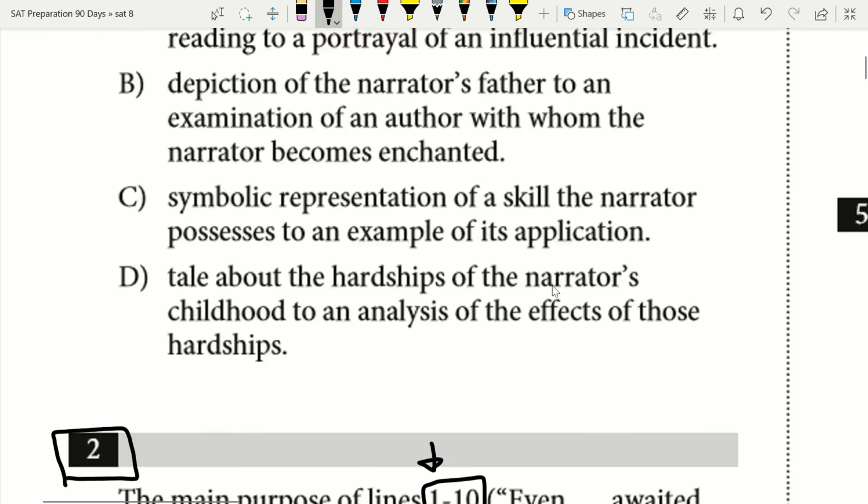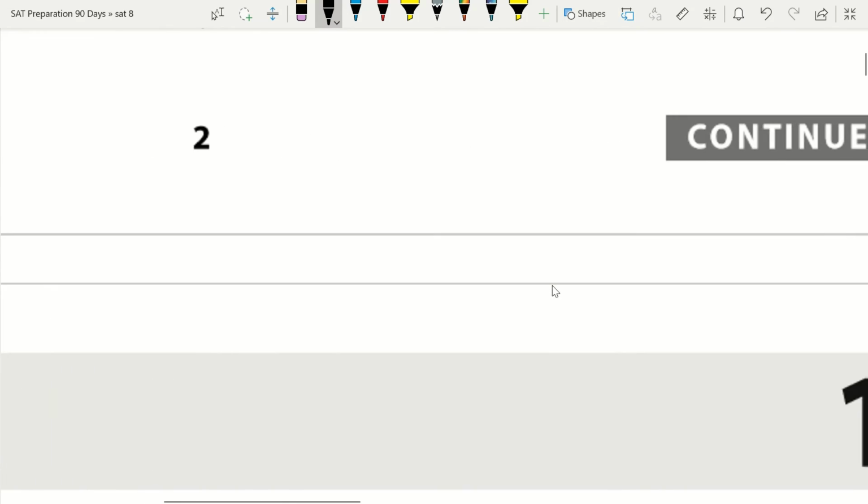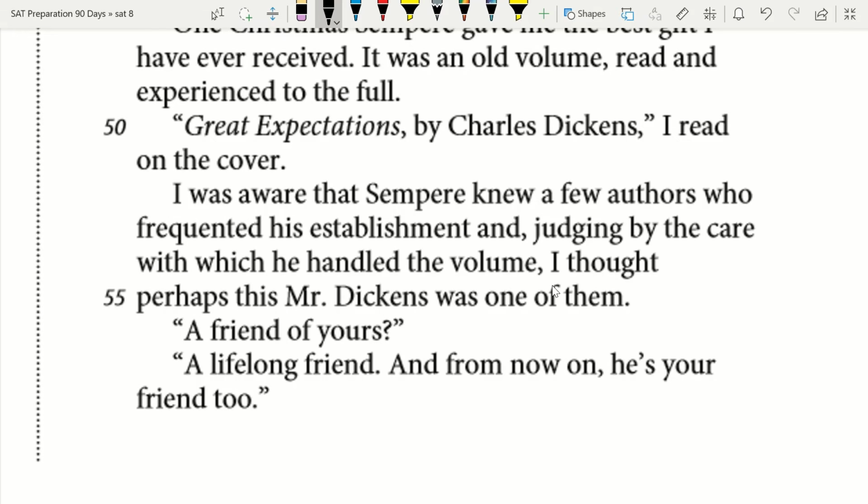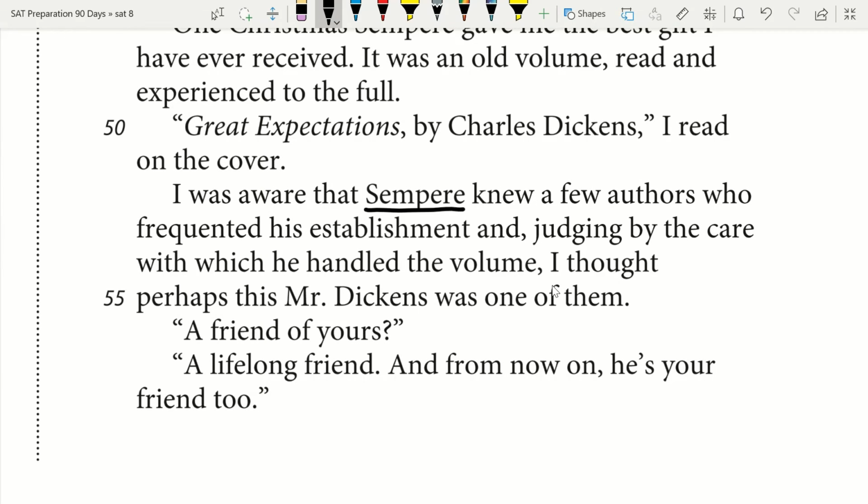So once again, let's go ahead and take a look at lines 57 to 58. I'll give you some context as well. Sempier is a bookstore owner who is a friend of the narrator, and he gives the narrator books for much less than they're worth, and oftentimes for free, right? So he's giving the narrator a book by Mr. Dickens, okay? And the narrator asks, is he a friend of yours? And Sempier says, a lifelong friend, and from now on he is your friend too.